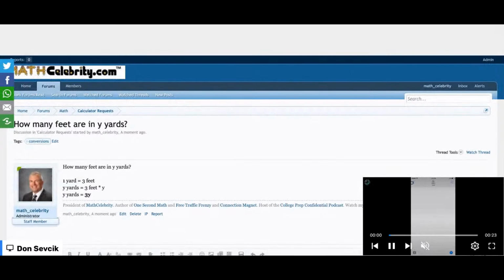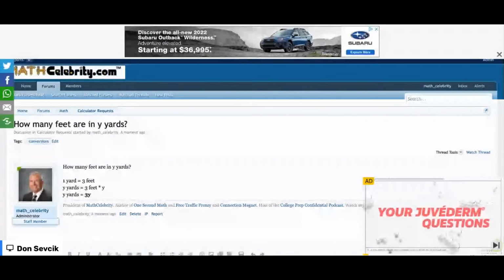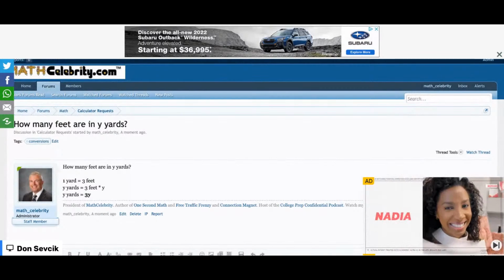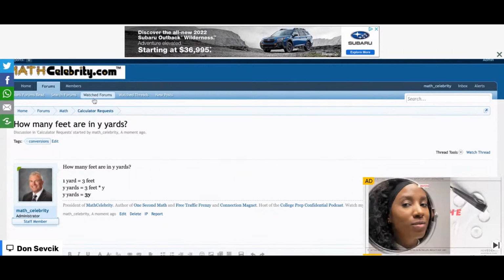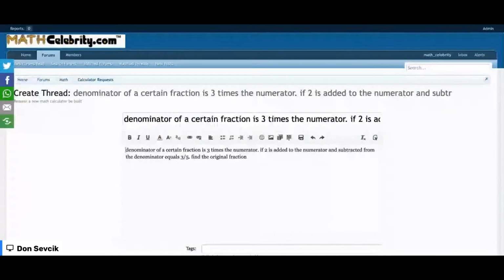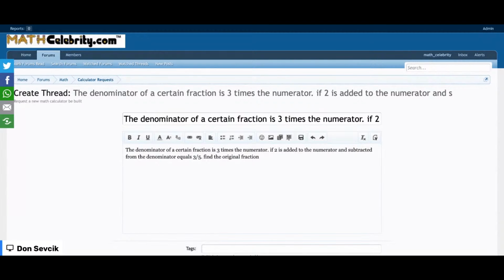All right, let's see what else we got here. Which one do I want to do? Okay, we'll take the first one here. Say the denominator, because the student didn't type that in, but I want to type that in so it makes sense to everybody. The denominator of a certain fraction is 3 times the numerator. If 2 is added to the numerator and subtracted from the denominator equals 3/5, find the original fraction. So this is worded a bit odd, but let n be the numerator of the fraction. Say declare variables. And then let D be the denominator.